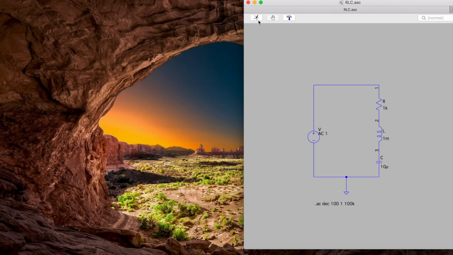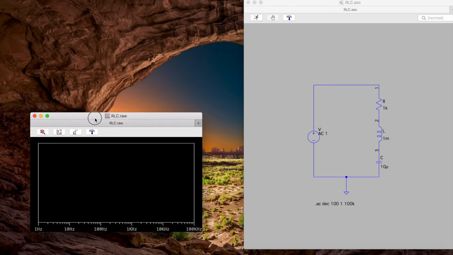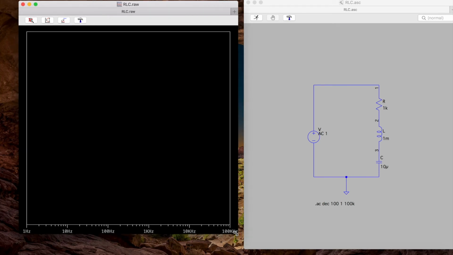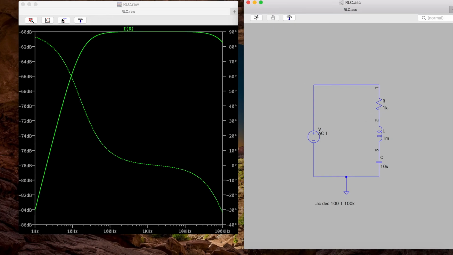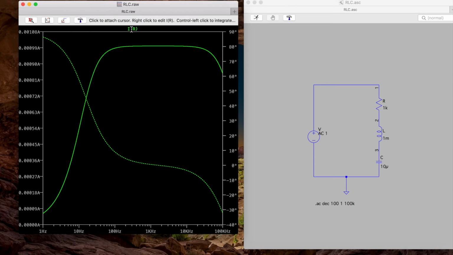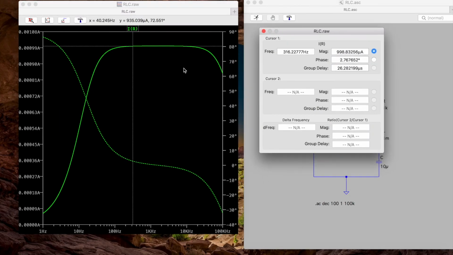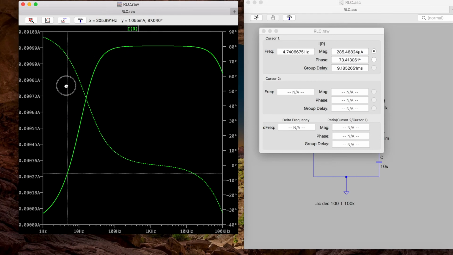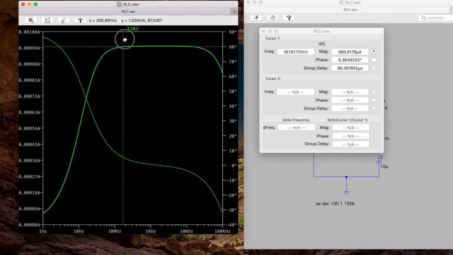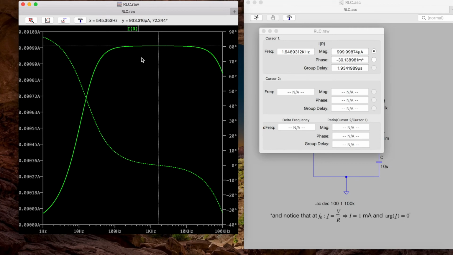So close. I run again, and we will study the current. I attach a cursor on the magnitude of the current, and we can easily notice that we have a maximum of current at the resonance frequency.